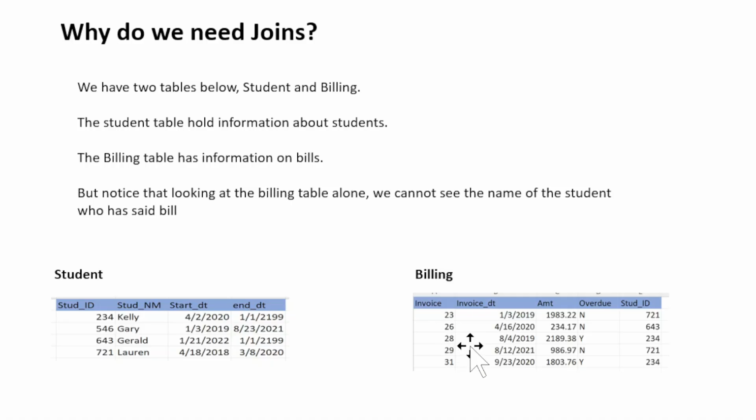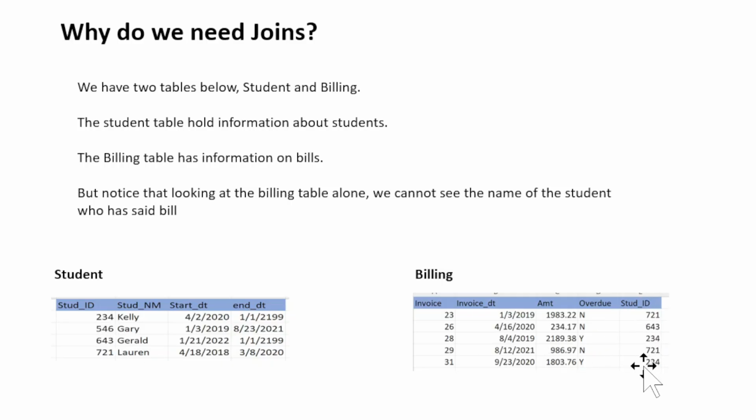So we have an invoice number, a date, an amount, whether it is overdue, and a student ID. I have a number, but no idea how to map this to a student. What you'd have to do is go into the student table. The student table has a list of IDs too, and you'll notice they match up. So 234 is Kelly. So this bill right here, number 28, belongs to Kelly.